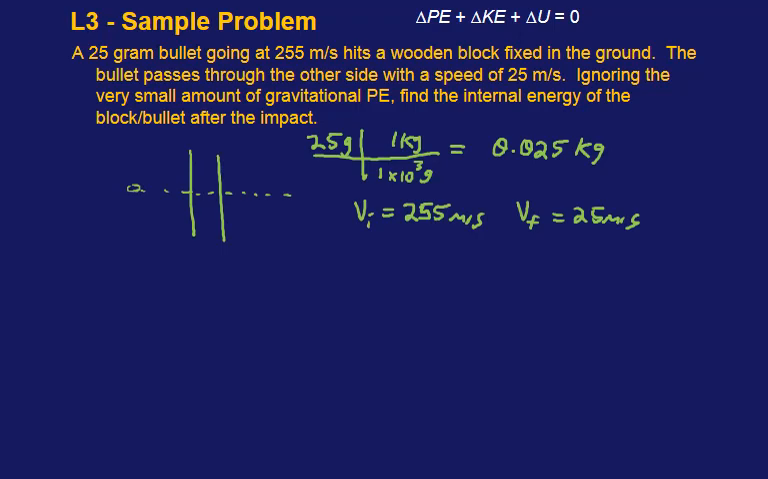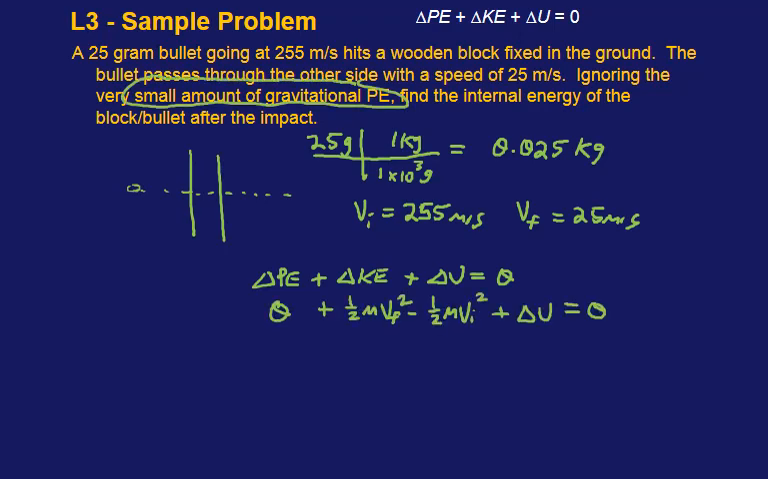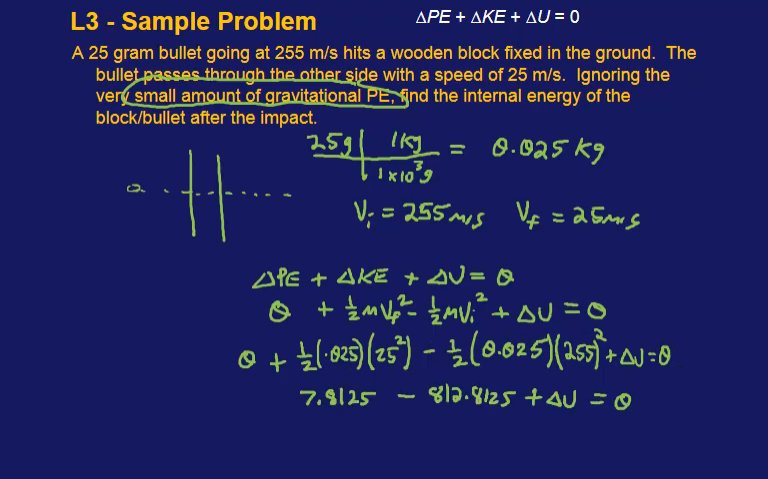All right, so the initial speed is 255, the final is 25, and we have the conservation of energy here, which we can use to find the change in internal energy, which will come out to be 805 joules. And so that's going to be given to the block and bullet. If we touched it, they would be warmer because of that internal energy that would go into it and make it a higher temperature.